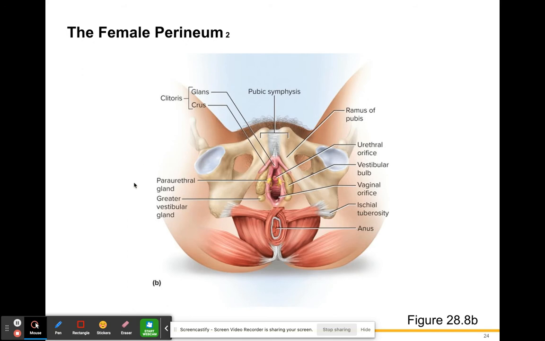Okay, just to give you an idea of anatomically where this all is, you can see the structures of the pelvis, but we can also see the different glands. We can see the paraurethral gland, the vestibular glands, and the vestibular bulbs. Be able to identify those on an exam.